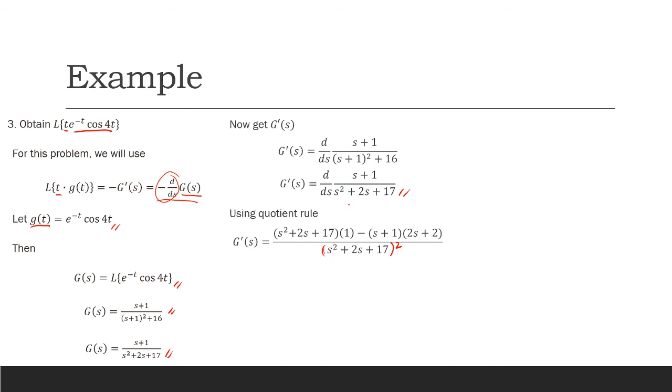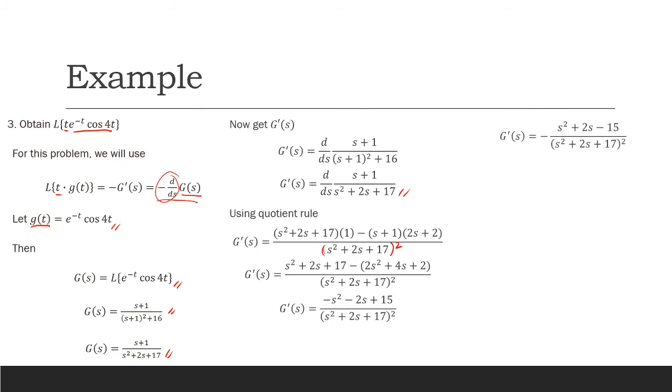So, ang V DU natin is V times DU natin, the derivative of U, which is S plus 1. So, ang derivative niya is just 1. Minus U DV, U natin is S plus 1, V natin is 2S plus 2. Tapos, ito is 0 na yung derivative ng 17. Over V squared. So, simplify natin, we will have negative s squared minus 2s plus 15 over s squared plus 2s plus 17 squared.